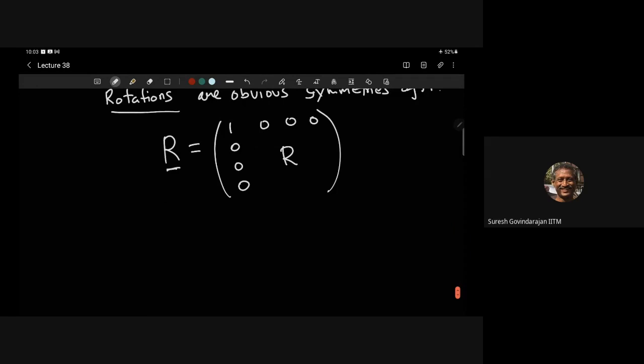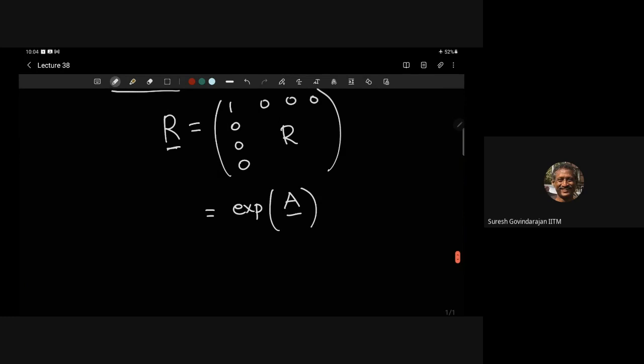Okay, and so we know that further this can be written as the exponential of something which I'll call A bar for the moment. So A bar again is a 4 by 4 matrix. A bar would be 0, 0, 0, and the usual antisymmetric 3 by 3 matrix.